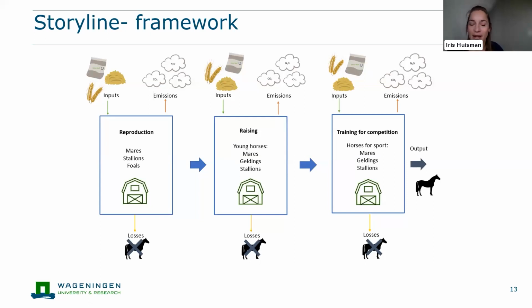So first, you have reproduction. There's a foal, and that needs to be raised. So we said, okay, you first have your reproduction, and then after 1 or 2 years, the animal moves to a different state. Sometimes a different stable, sometimes the same, but it goes into the rearing process. And then it moves from there into training. All these different stages that we define have certain inputs, and they all come with emissions.